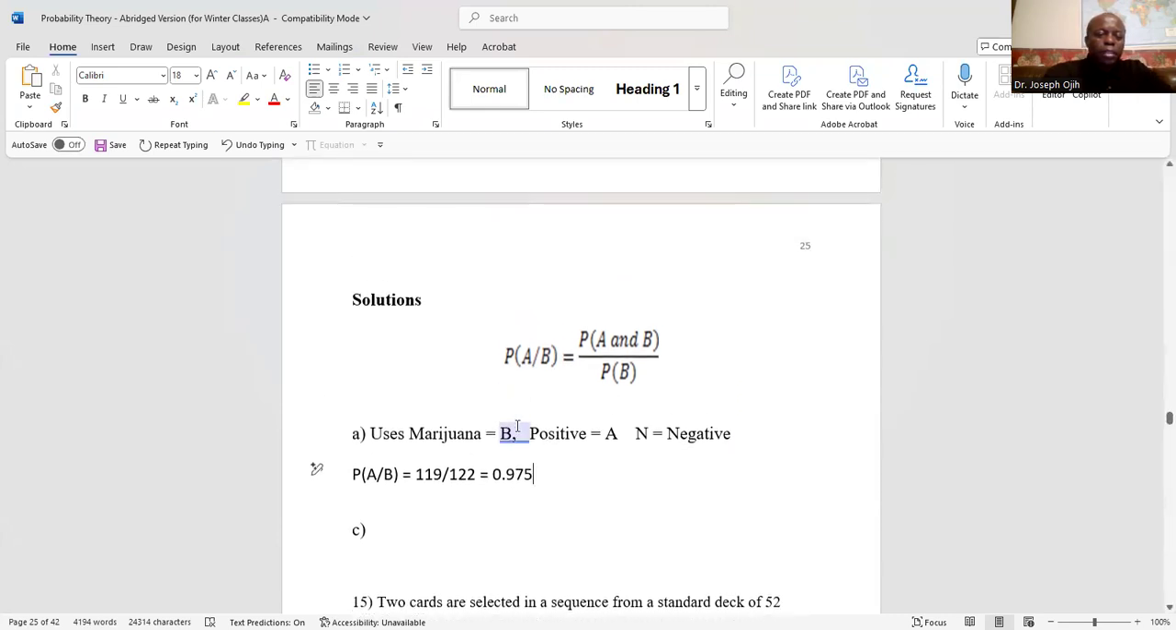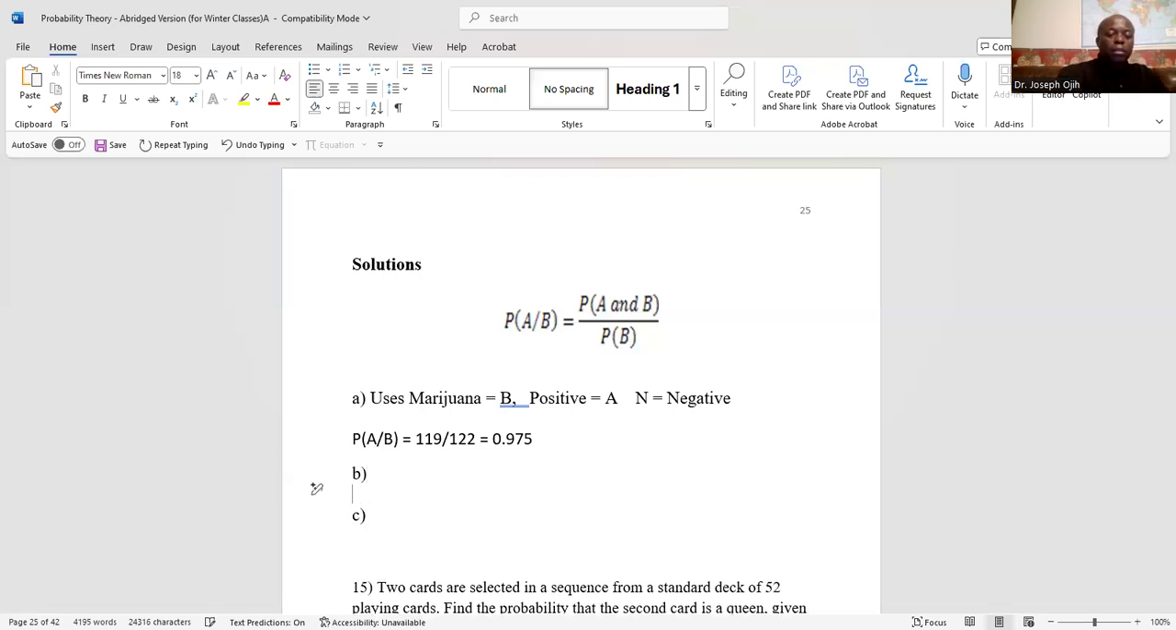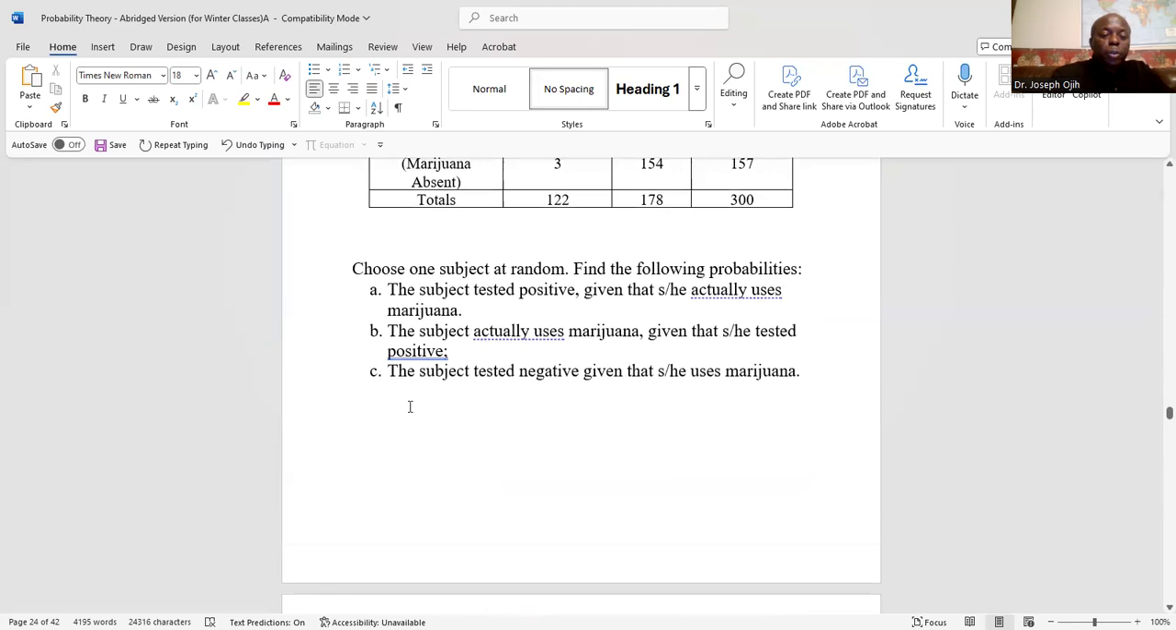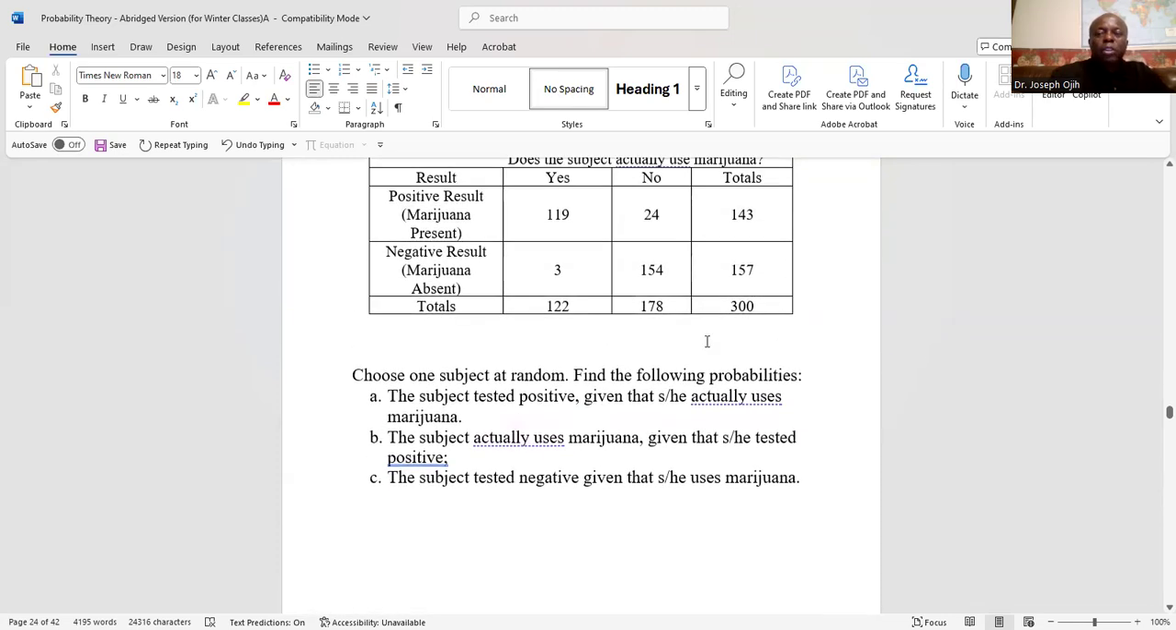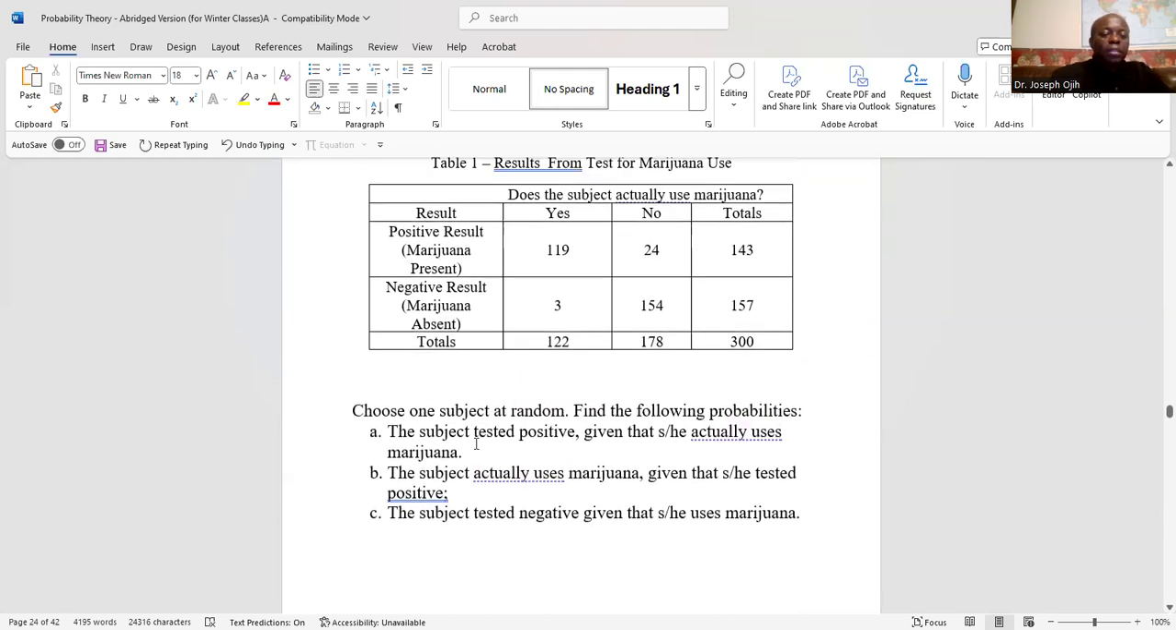So now, the second one is part B. B says the subject uses marijuana given that he or she tested positive. Each time I ask this, they say, oh, they are the same. No, they are not the same. The condition is different. Here, the condition is that he actually uses marijuana. Here, she tested positive.